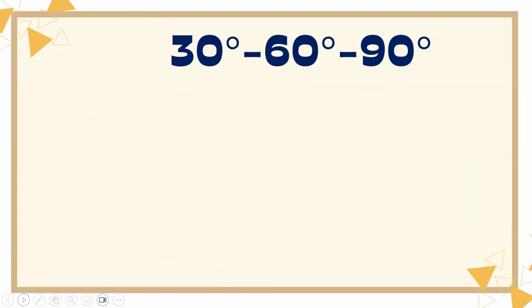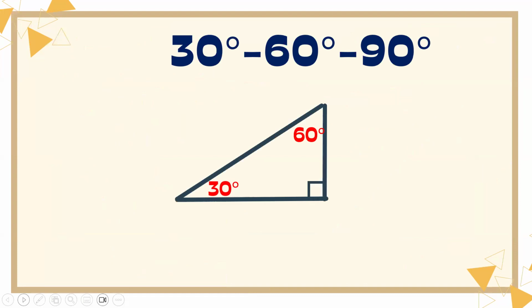Now, let's go to a 30, 60, 90 right triangle. So if you have a 30, 60, 90 right triangle, one angle of the right triangle is 30 degrees. It's opposite to this side. The 60 degrees is opposite to this side, and the 90-degree angle is opposite to the hypotenuse.